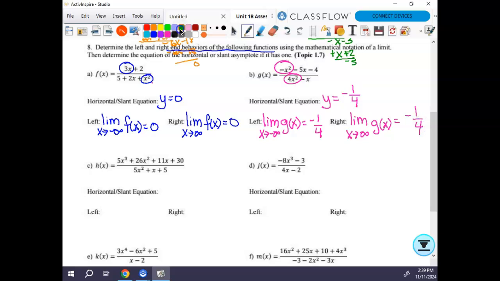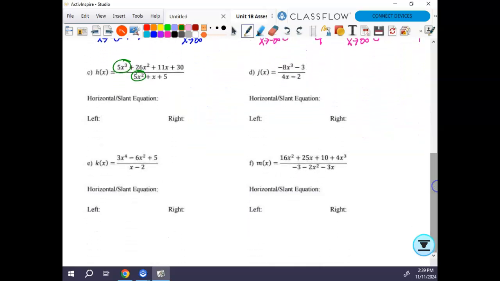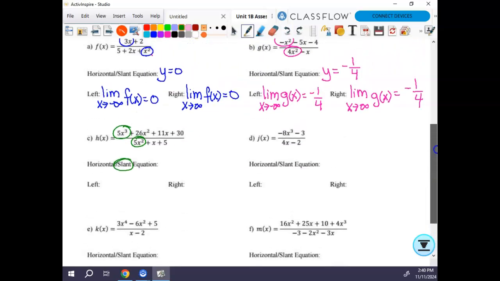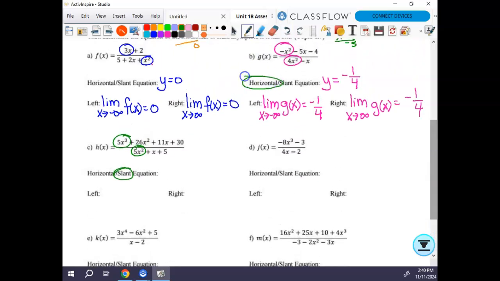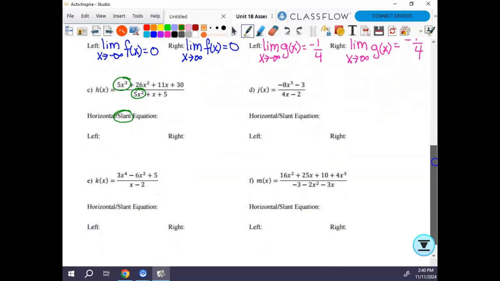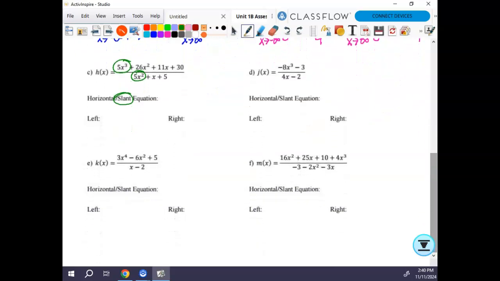All right, on C, let's see, leading term, and that means that we have, this is top heavy by 1, so I will have a horizontal asymptote. No, I will not. I will have a slant asymptote. Sorry, it just occurred to me that I didn't answer these, so I was thinking horizontal. These obviously are both horizontal. This one is slant because it is top heavy by 1.